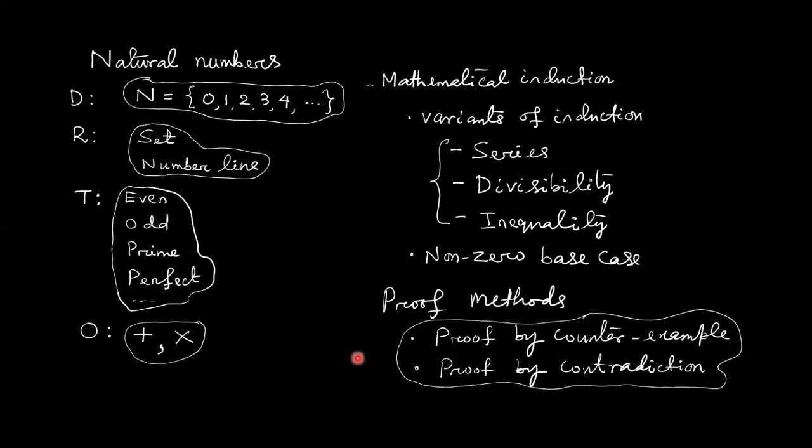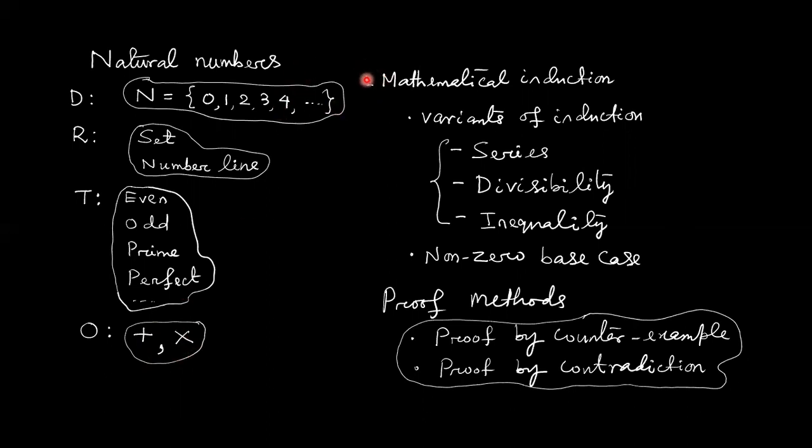Then the next part is natural numbers. For natural numbers, we have the definition, what a set of natural numbers is, and how to represent it. We can represent it in the form of a set of natural numbers, or in the form of a number line. Then we have different types of natural numbers, like even number, odd number, prime number, perfect number. Two operations are allowed on the set of natural numbers, that is plus and multiplication.